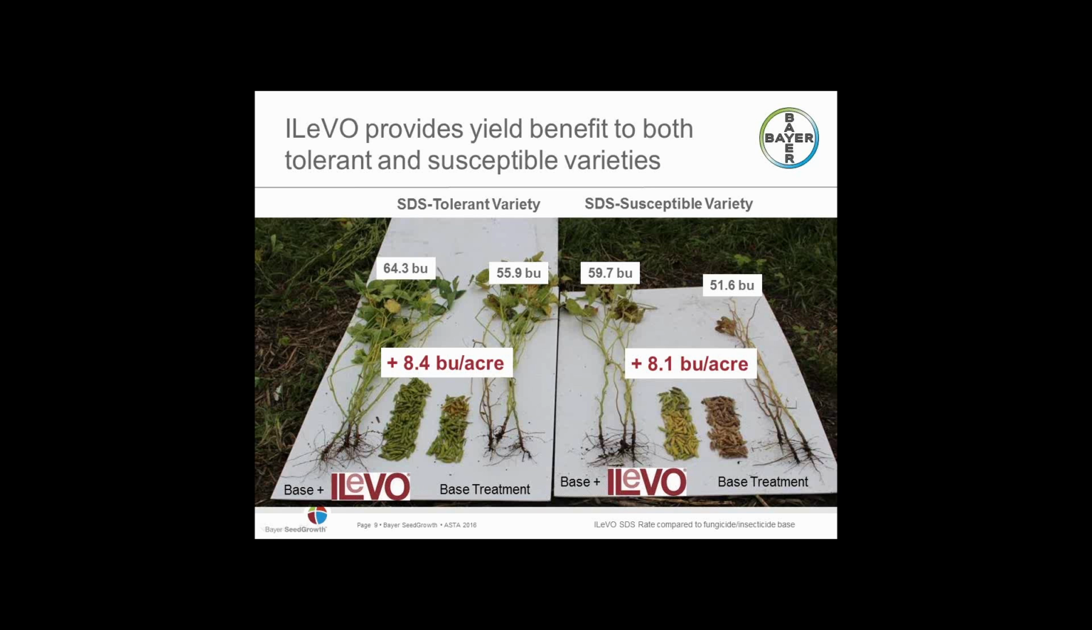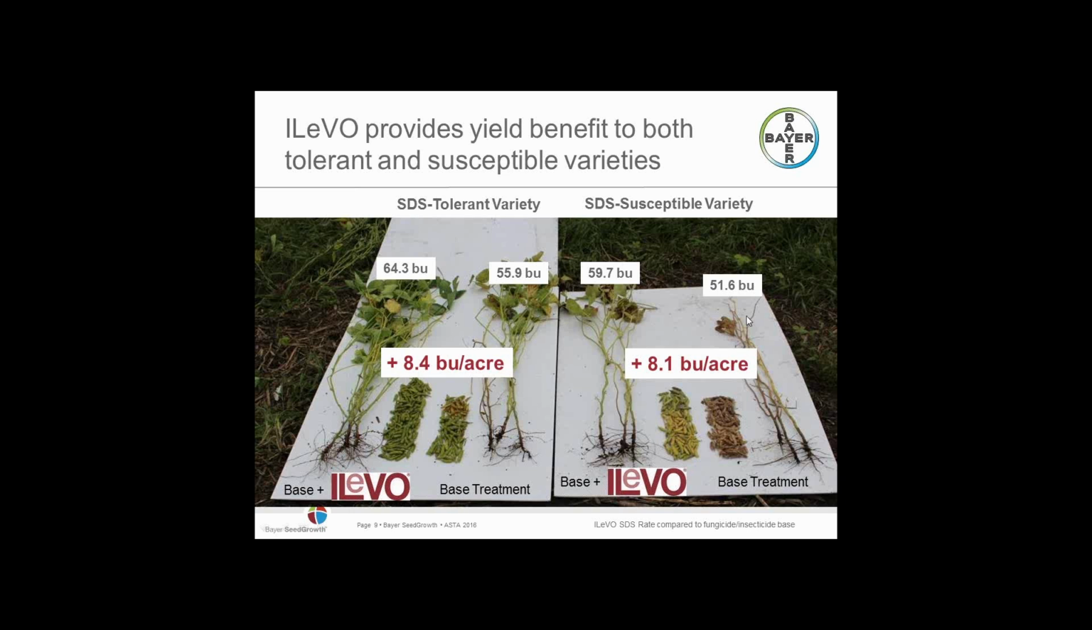Another question I get is, if I'm using a resistant variety, do I need to use Olivo? I think we've done a number of trials that really hit home this point, that not only susceptible varieties, but also SDS-resistant varieties can have a significant benefit from using Olivo as well. If you look at this photograph, we've got an SDS-tolerant or resistant variety here on the left, and an SDS-susceptible variety on the right. And in each case, we've got a base seed treatment and the base seed treatment plus Olivo.